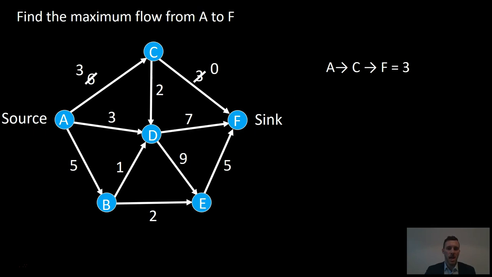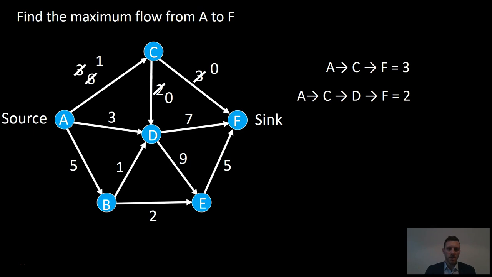The next path is A to C to D to F. The smallest capacity arc on this path is C to D and is 2. This is the maximum flow for the entire path. Now we cross out 3 and take 2 from it, and we get 1, which is the new capacity. We cross out 2 from C to D, and we write 0 because it no longer has any capacity.